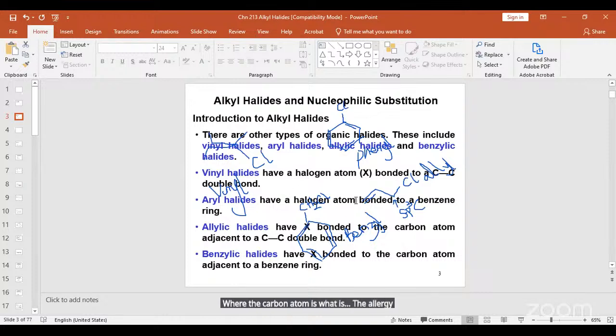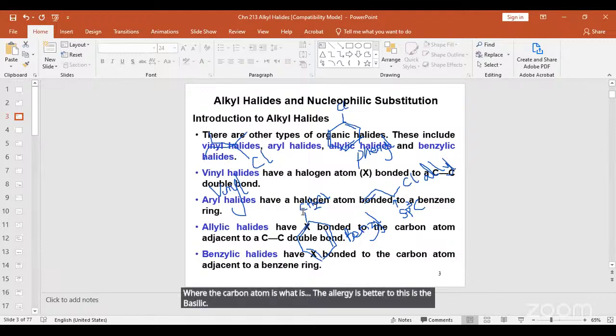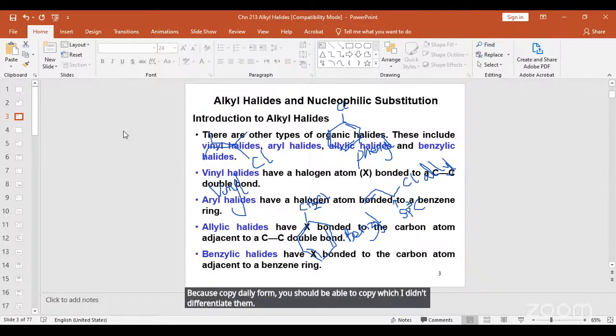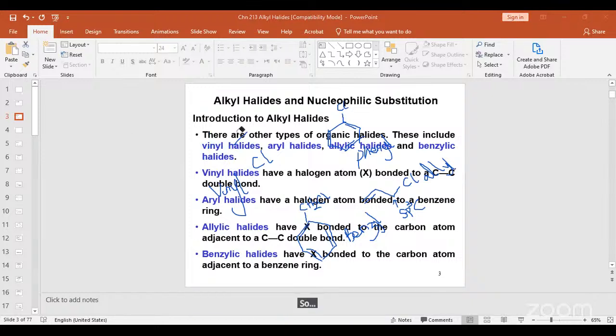bonded to. This is the benzene ring. The carbon next to it is CH2 and is bonded to a halogen. That's your benzyl halide. So those are the 4 types, and you must be able to identify them. They can come in any form. You should be able to know which one is which and how you differentiate them. So that's the different types of aryl.